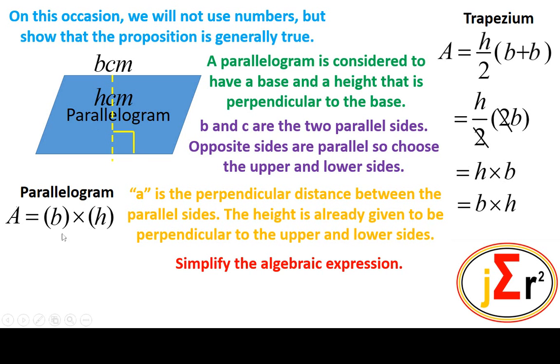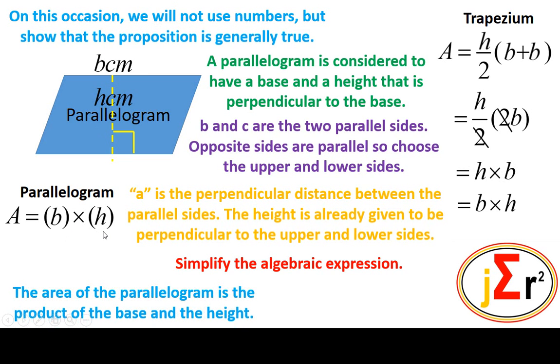And it is the same thing that we already have here. The area of a parallelogram is the product of the base and the height, which is perpendicular to the base. The area is therefore B times H. The area of a parallelogram is shown to be equal to the area of a trapezium if the parallelogram is treated in the same way that we would treat a trapezium.